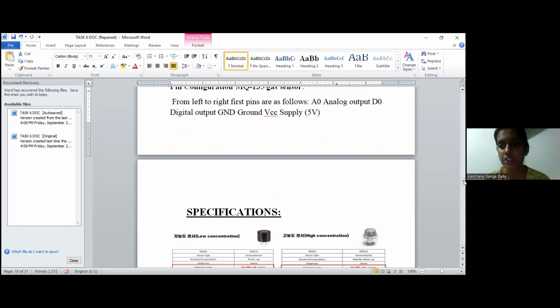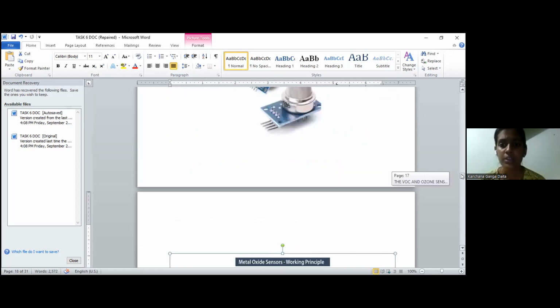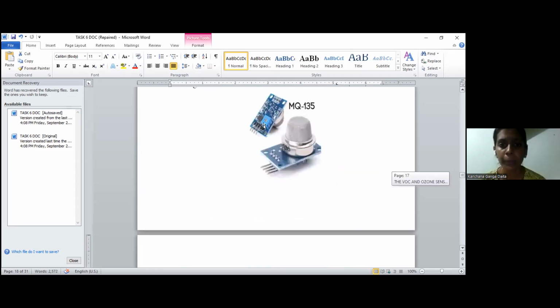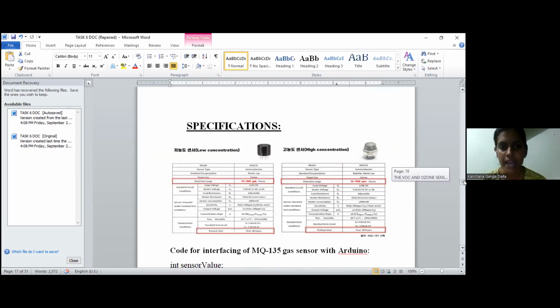And what are the connections of sensors to the Arduino? From left to right, the pins are analog output, digital output, both should be connected. There are only 4 connections here, very simple. Analog output and digital output should be connected to these 2 pins. And these 2 are the V and ground pins, which is 5 volts as input voltage, and ground means negative 0 volts.